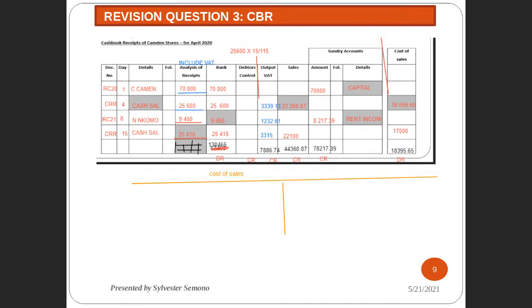I'm going to go to the debit side. I agree. 2020, April, 8th. And then I can see the trade. Thank you so much for that. Trading inventory or inventory.